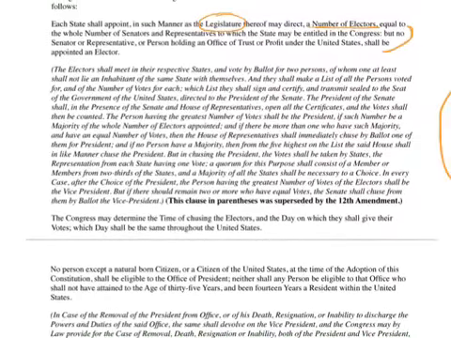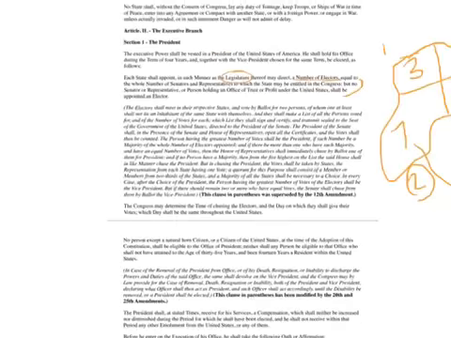So after they take that vote, they make a list of who got votes for each, how many votes there were, which list they shall sign and certify, so they have to sign it, and transmit sealed, so they have to seal it, to the seat of government of the United States, directed to the President of the Senate. It's the Senate that takes care of this. The President of the Senate shall, in the presence of the Senate and the House, so both Congresses meet together, open all the certificates, and the votes shall then be counted. So they count up all the votes from all the different states.